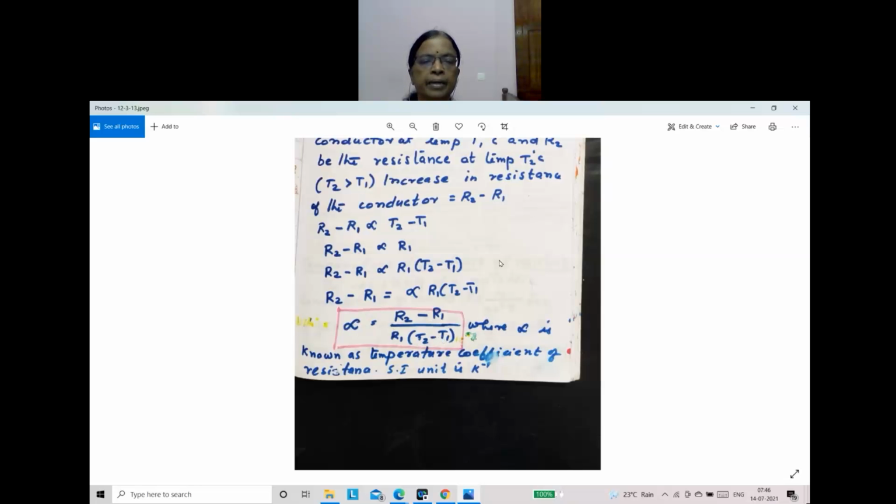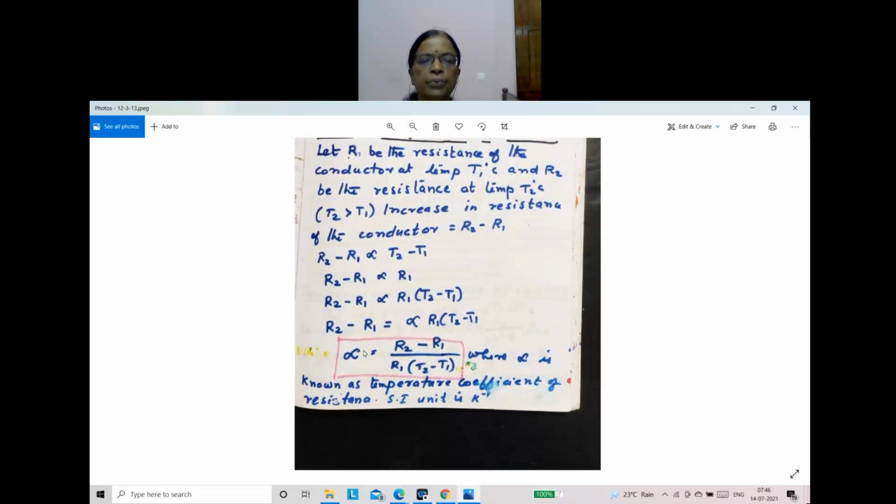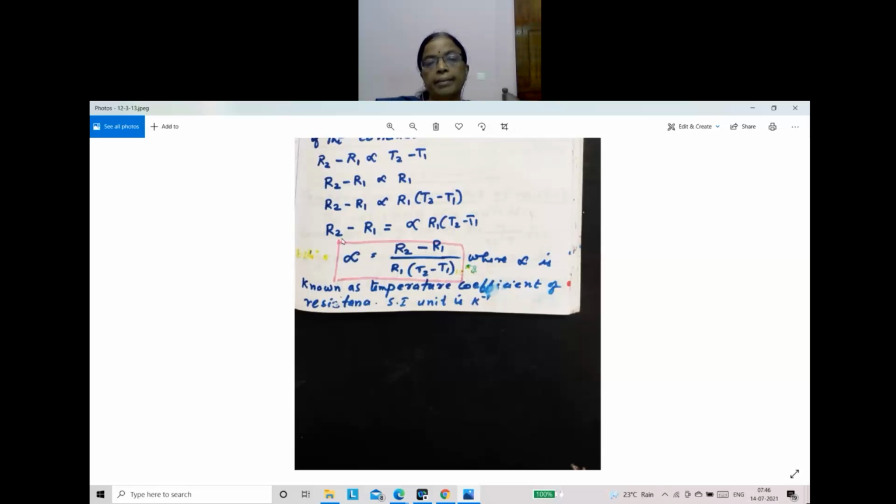So R2 minus R1, we have the formula for the variation of resistance with temperature: R2 minus R1 equal to alpha into R1 into T2 minus T1. Therefore, alpha, the temperature coefficient of resistance, equals R2 minus R1 by R1 into T2 minus T1. This equation is very, very important, and you can see problems in the textbook also. And here, what is the significance of studying alpha, the temperature coefficient of resistance of a material?